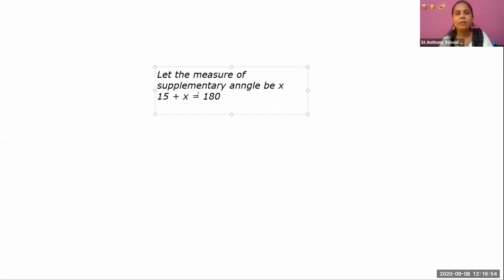Now here we don't want this 15 with x, because we have to find the value of x. We have to find the value of x. So we don't need this 15 with this x.